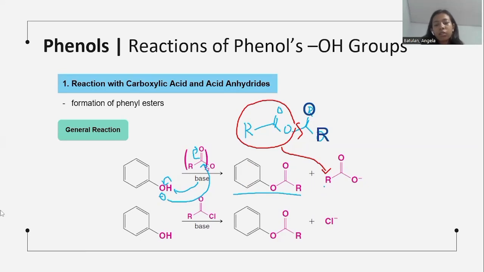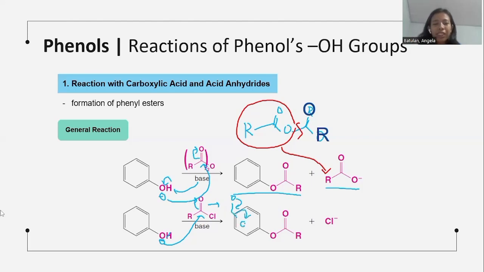Tsaka itong anion na 'to, kapag pin-protonate mo, pwede siyang maging carboxylic acid. Ganun din yung mechanism niya with acid halide. Ito yung phenoxide ion, kunyari, negative na 'to. Wala na 'tong H, kaya attack niya 'to. Tapos kapag bumalik yan, di ba? Parang sa second step, kapag bumalik yung electron doon sa O, tapos yung double bond, parang maglilib na si Cl, di ba?